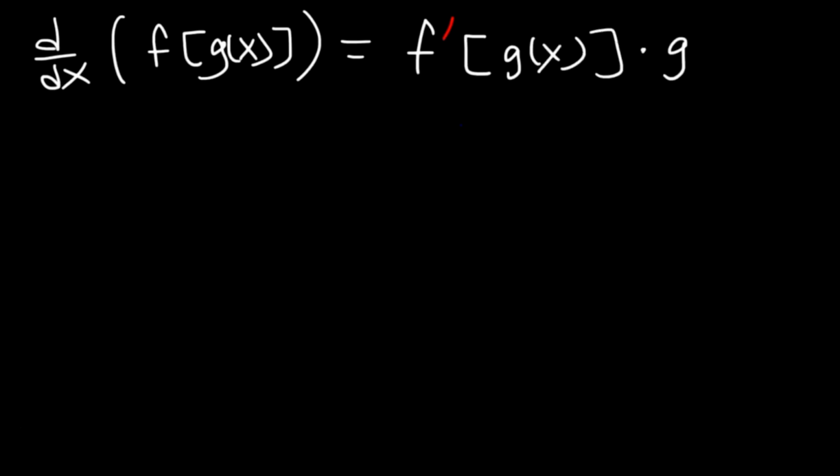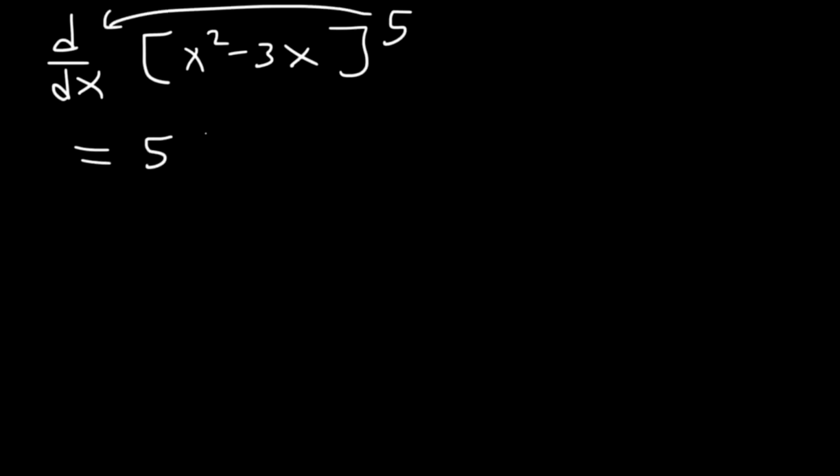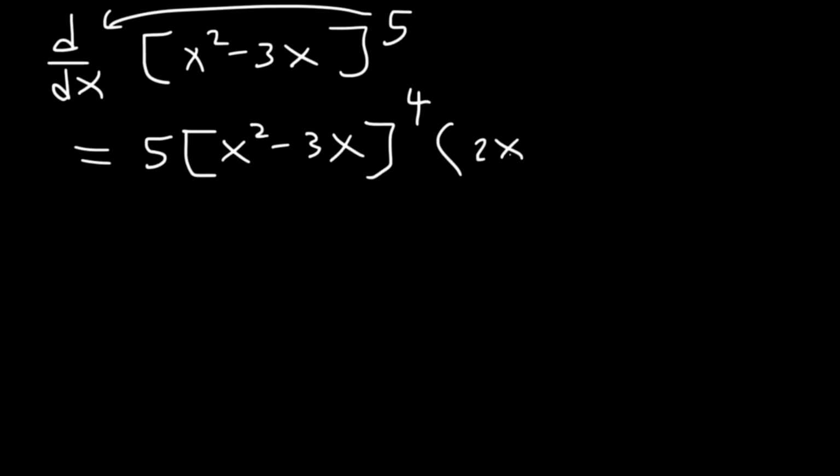First, you need to identify the inside function, then the outside function, and find its derivative. Let's have this example. Let's find the derivative of (x squared minus 3x) to the power of 5. This is a composite function. So you bring down the power 5, which is the power of the outside function. Then copy the inside. Now let's differentiate the inside function x squared minus 3x, which is 2x minus 3. And now we have the result.